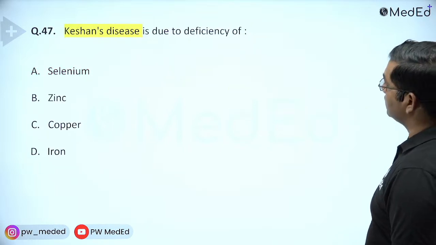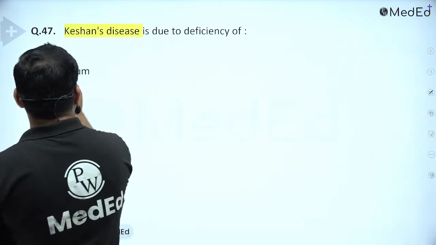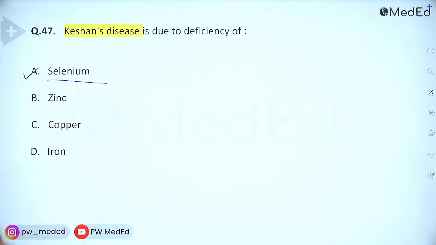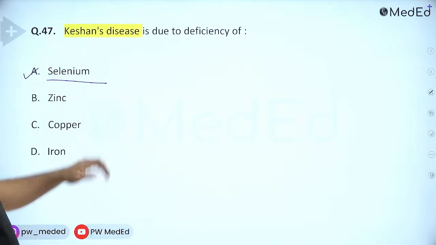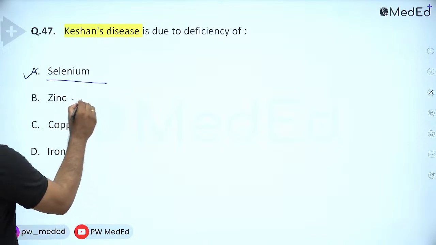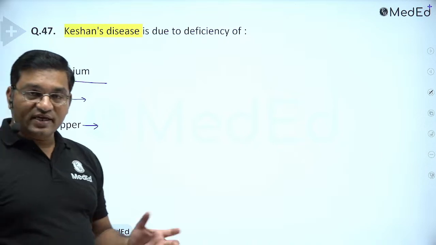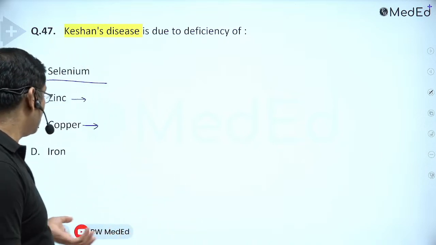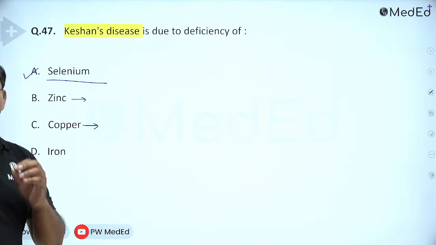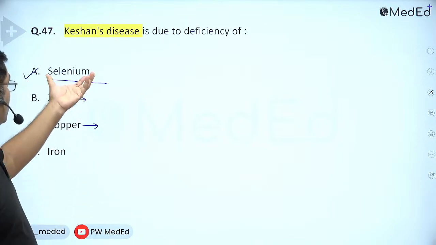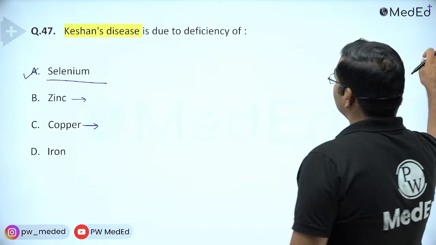Keshan disease is due to deficiency of selenium. It causes cardiomyopathy or cardiac involvement. Zinc deficiency causes acrodermatitis enteropathica. Copper deficiency causes Menkes disease. Copper excess causes Wilson's disease. Iron deficiency causes iron deficiency anemia, while excess causes hemosiderosis, hemochromatosis. Selenium deficiency causes Keshan's disease.